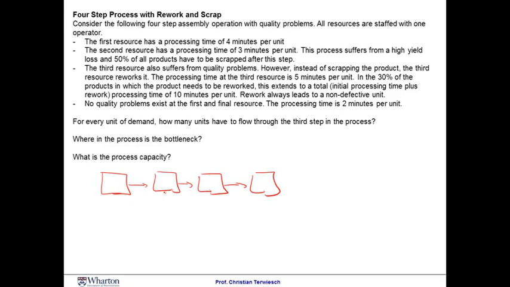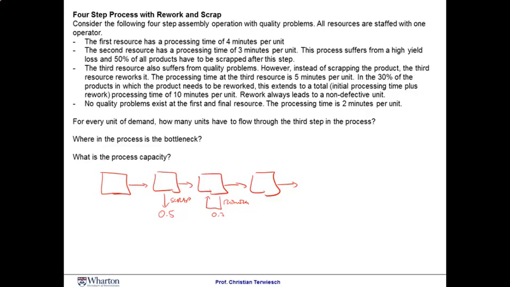These 4 steps have quality problems. In particular, the second step has a defect probability of 50%. 50% of the units here are going to go to scrap. And then the next step has a rework loop, with a 30% probability that you're going to have to rework the unit. And then you're going to sell it over here. Again, as usual, take some time, and I'll be with you in just a moment to give you the answers.